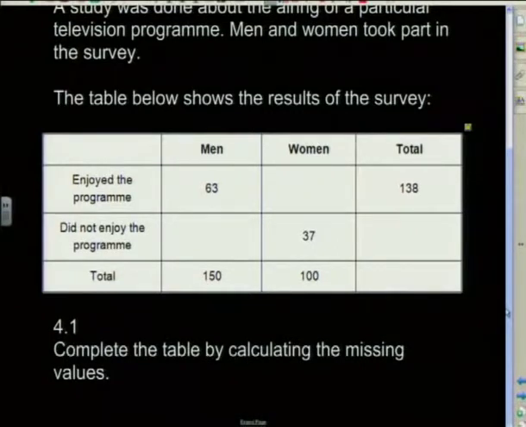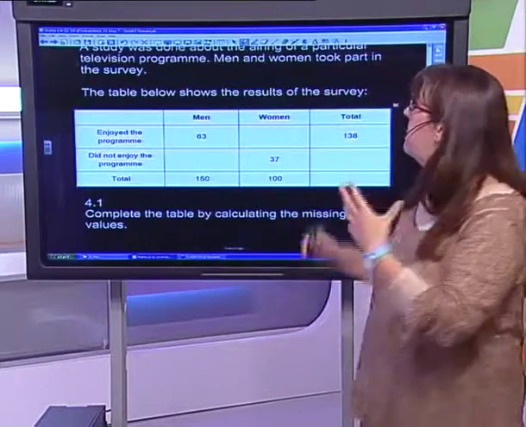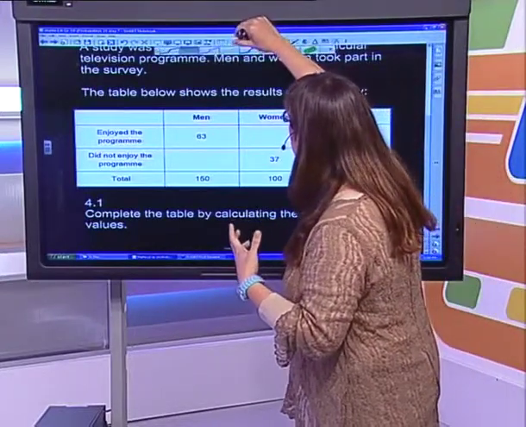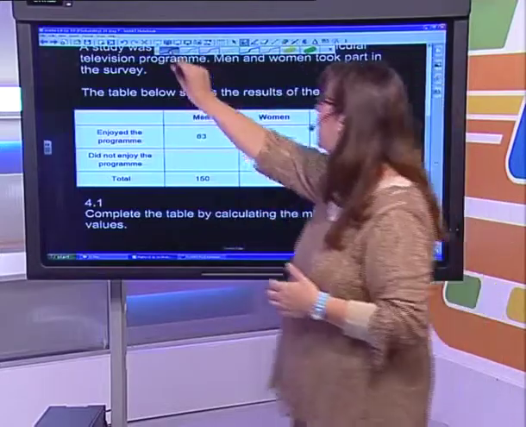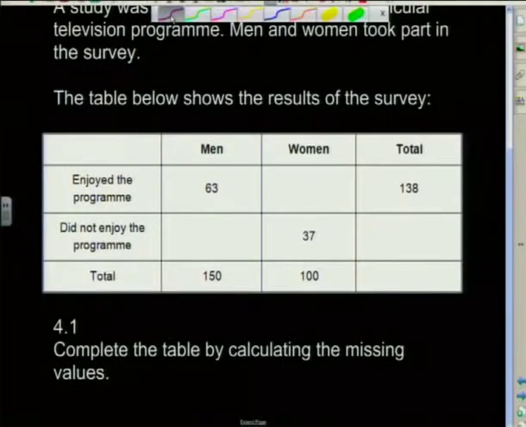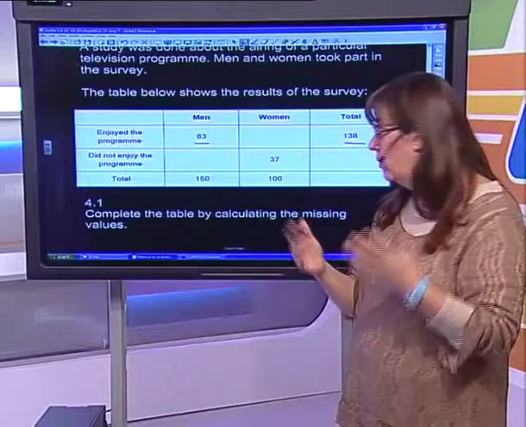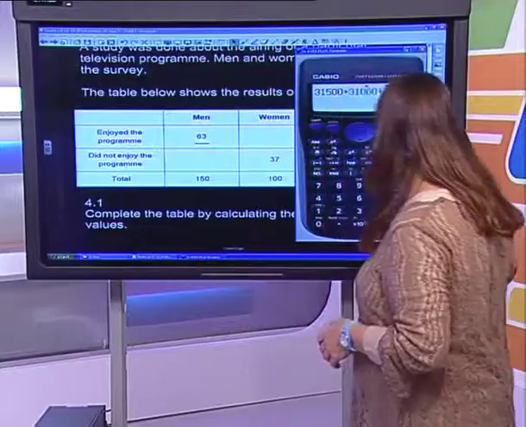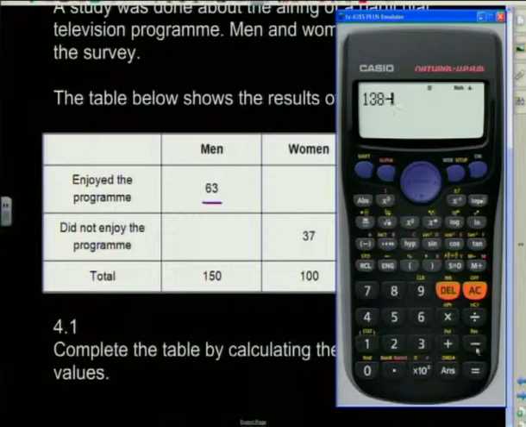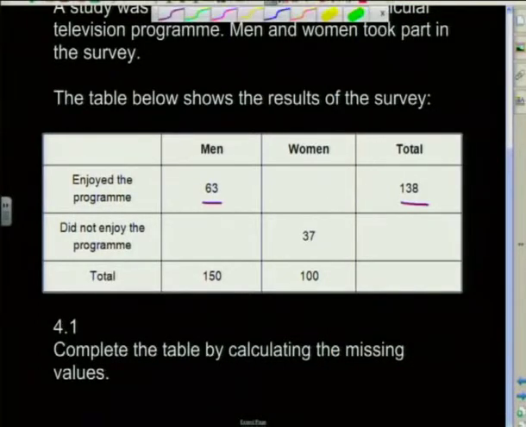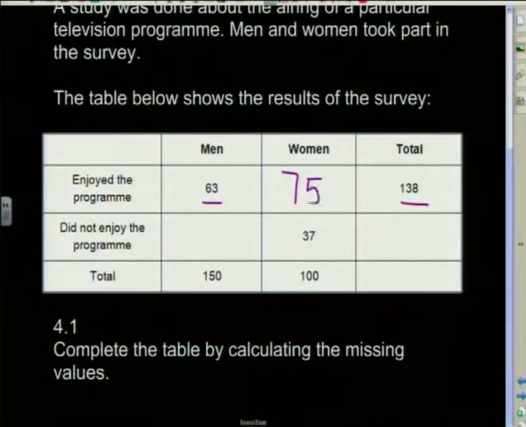Now this is quite an important and easy part of probability. It is probability, but it is very simple. So let's get my purple, because I like my purple color, and let's complete the table. First of all, if we look at the people that enjoyed the program, I've got a total of 138 people that enjoyed, and I've got 63 men. So clearly the difference between the two is the women. So 138, and let's get our calculator out. 138 minus 63 will give me the women. So there were 75 women that enjoyed this program. So we fill in our number of 75.